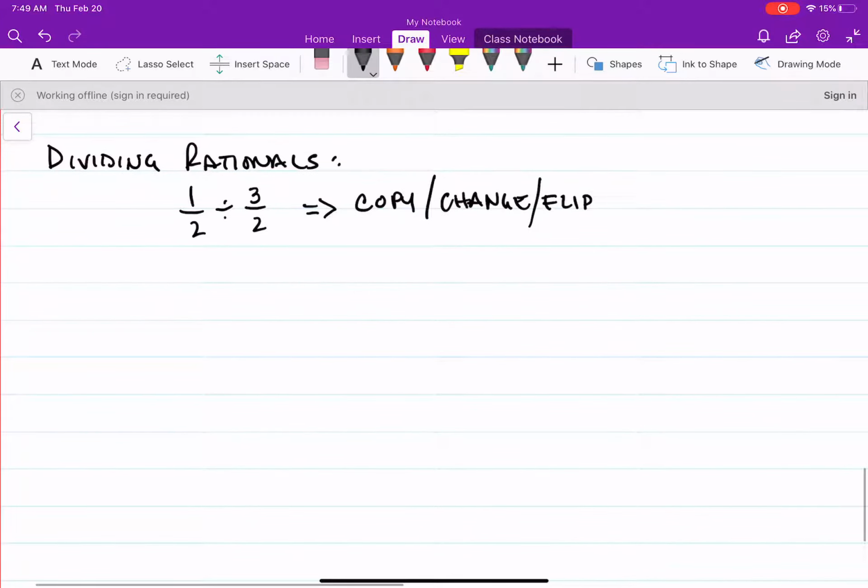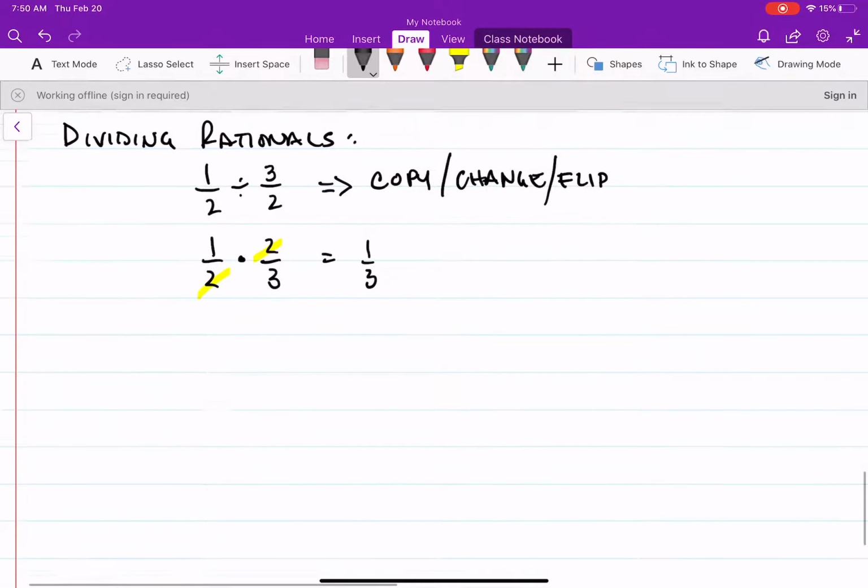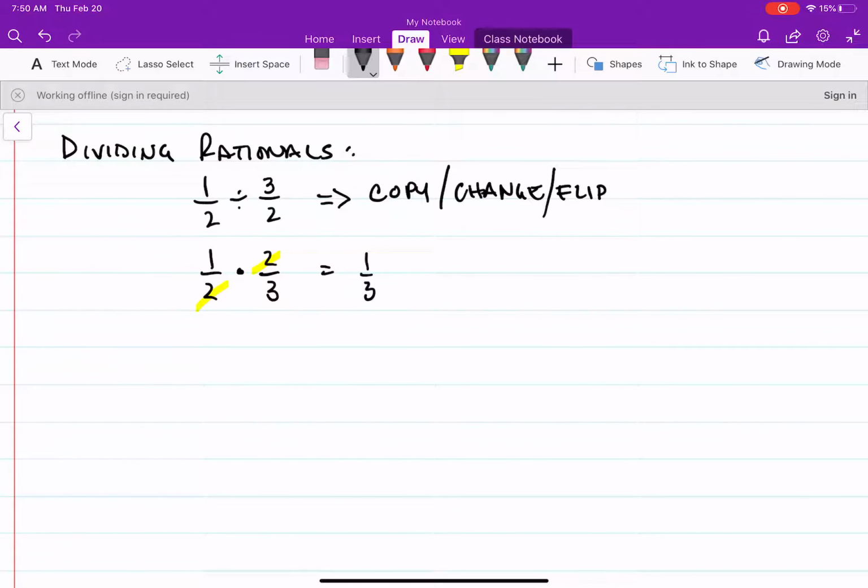All right, so what we do is copy the first, change division to multiplication, and flip the second. And then we have to reduce. So there's a 2 on each side. So therefore I have 1/3. Okay, so the only difference is that it's copy, change, flip.